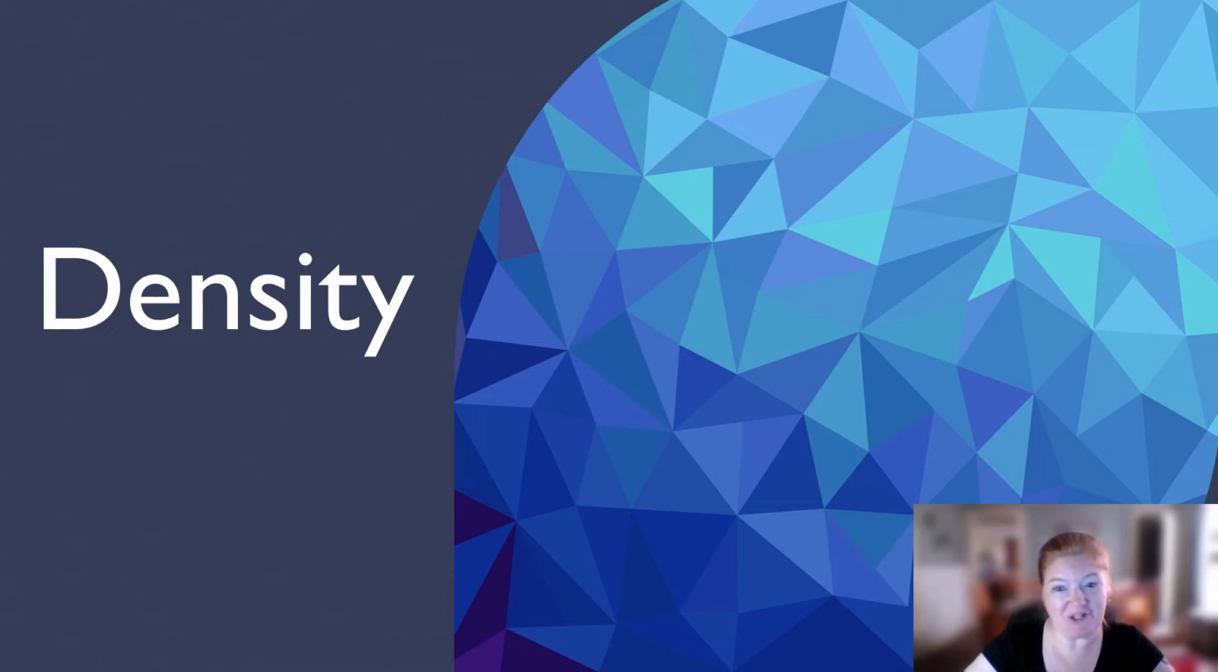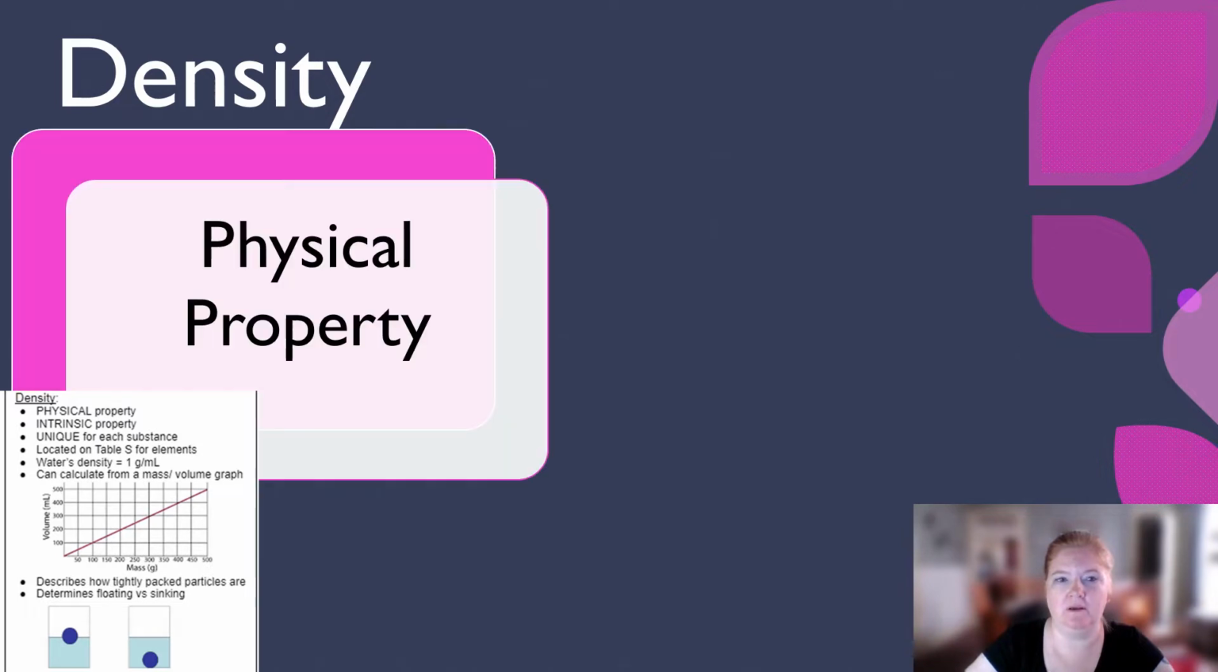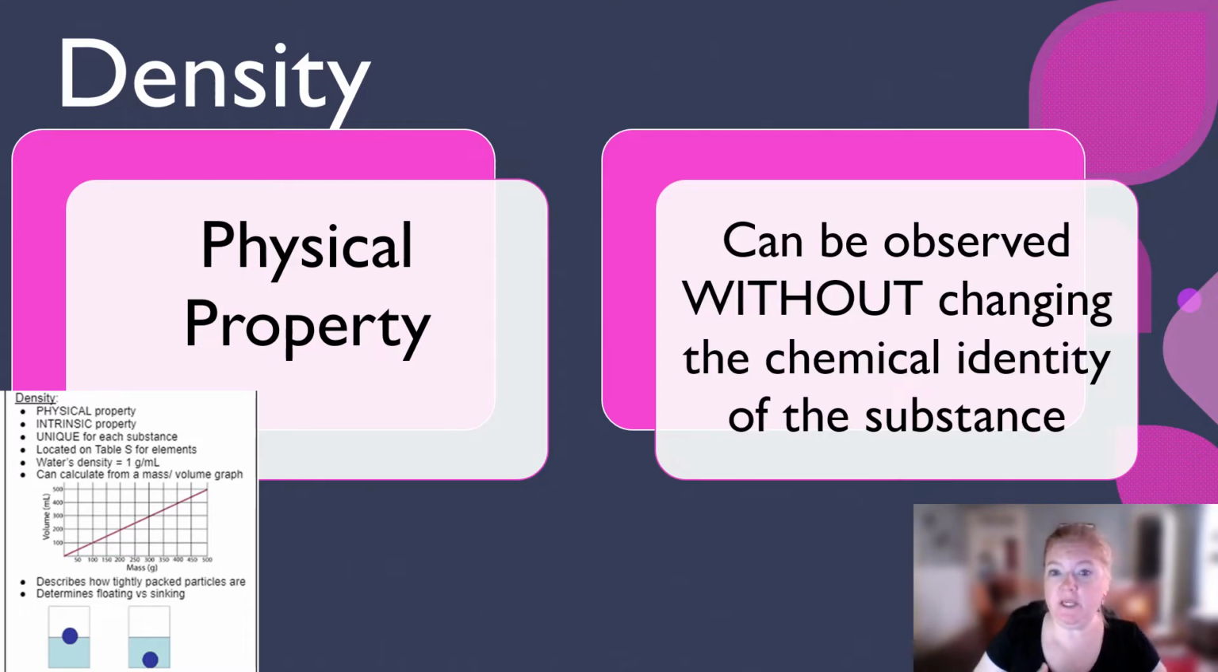All right, let's talk about density. First, density is a physical property. So what does that mean? That means we can observe density without changing the chemical identity of the substance. So we can determine the density of aluminum without changing it into something else. It will still be aluminum. We can observe and measure the density of vegetable oil without changing it into a different substance.